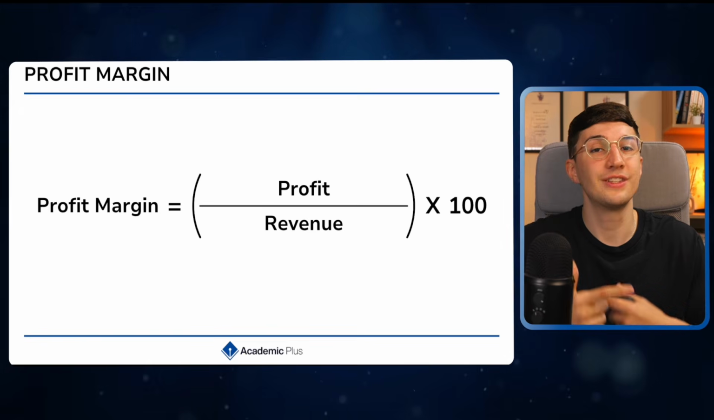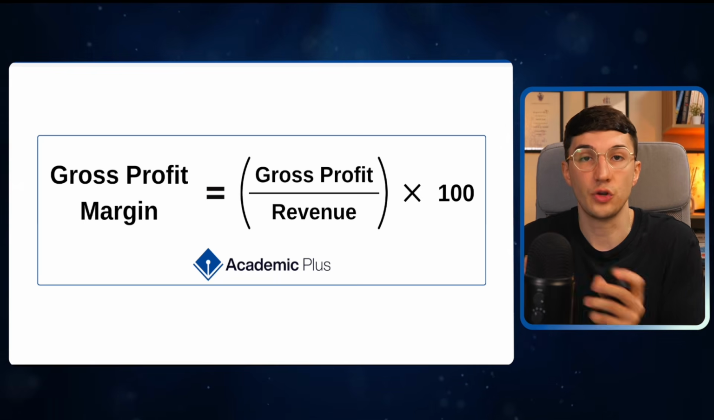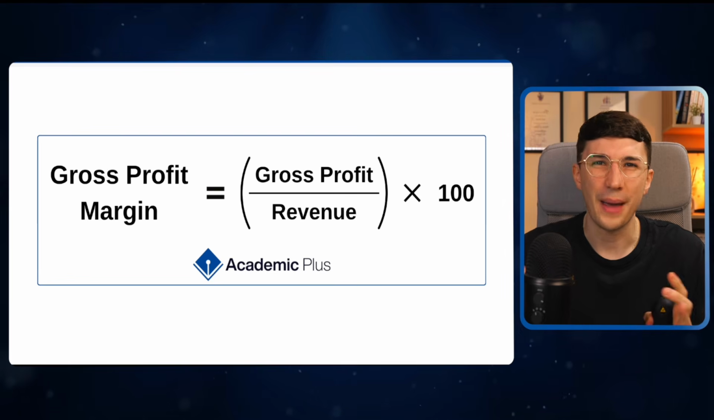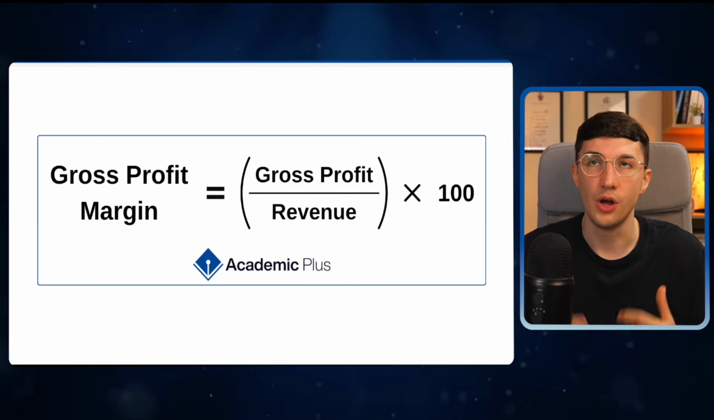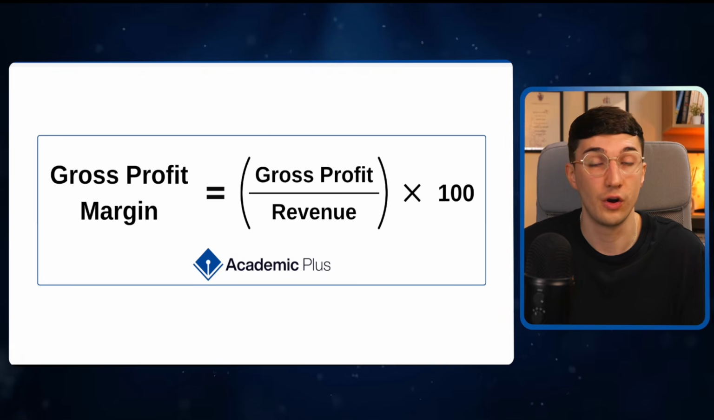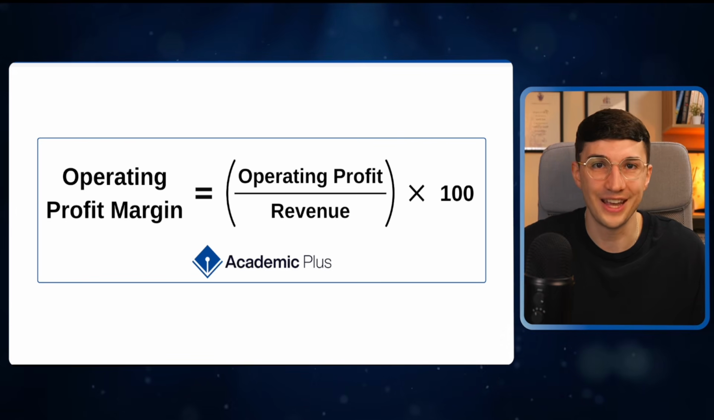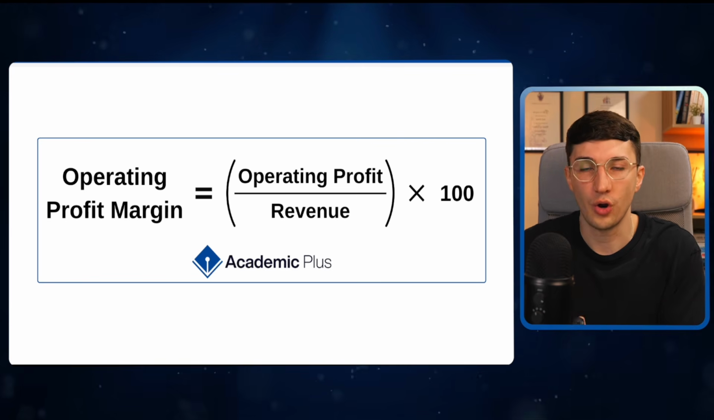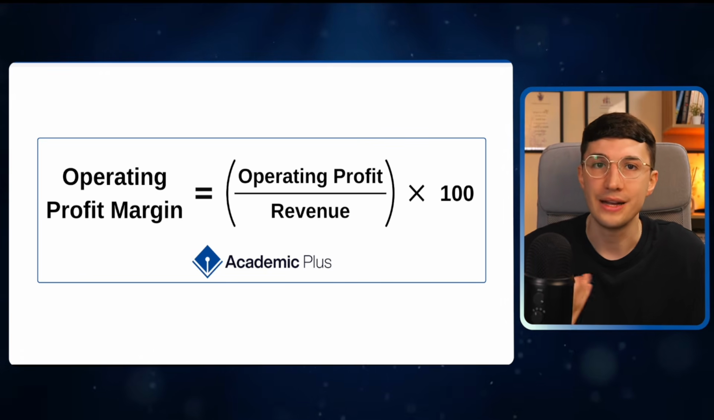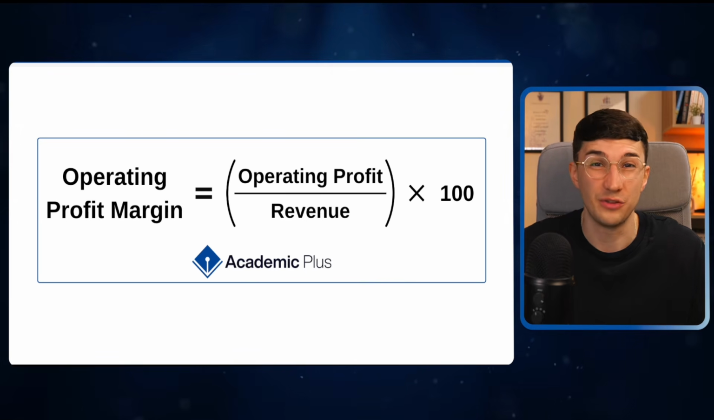For the gross profit margin, for example, we take the gross profit, divide that by the revenue and times by 100. Depending on the industry, the higher the better. Anywhere between 40 to 70% is a really good gross profit margin to have. Next up, we have the operating profit margin. Same principle: take the operating profit, divide that by the revenue and times by 100. Once again, depending on the industry, an operating profit margin between 10 to 20% is really good.